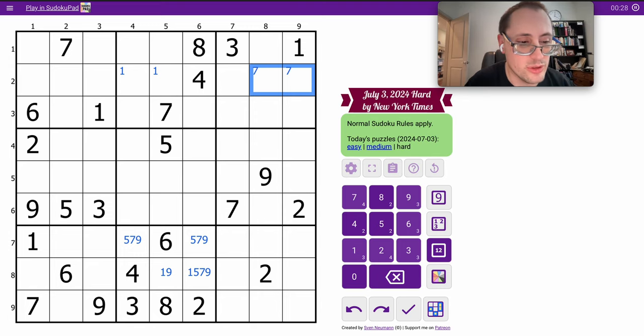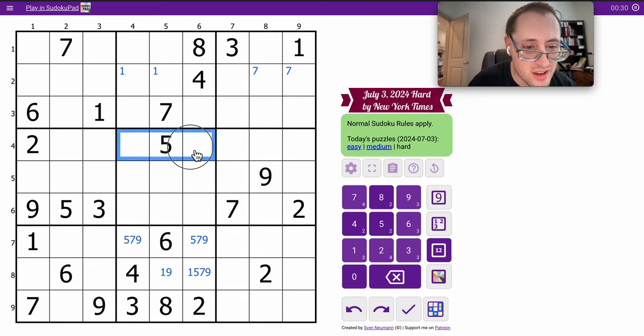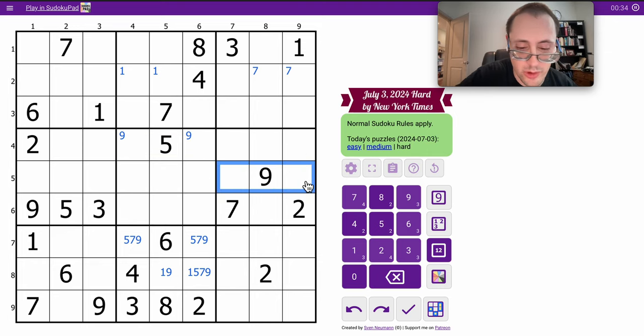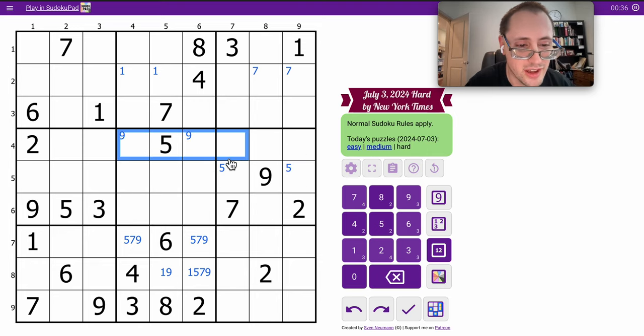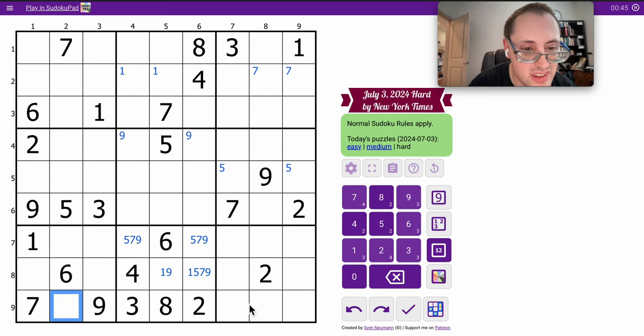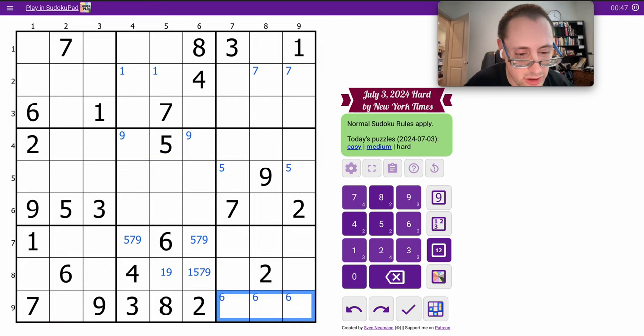Seven goes there in row two. Nine goes here in row five. Five goes there in row five, and then nine's in row four. Can be six. Six is forced here.